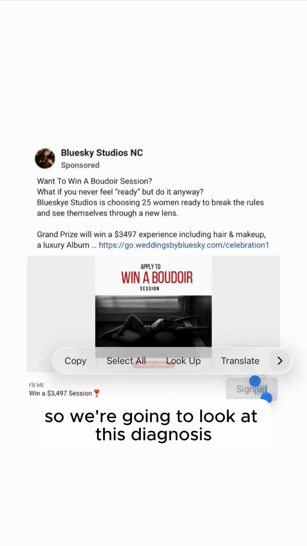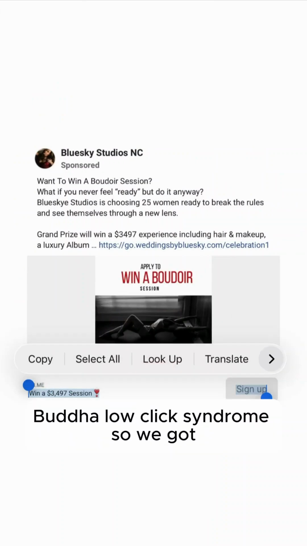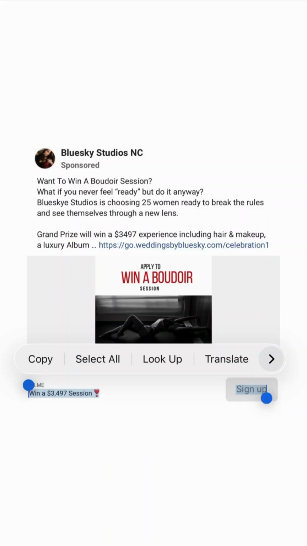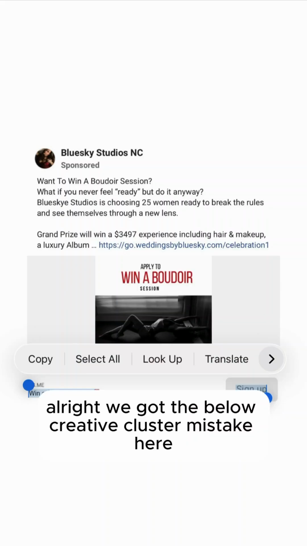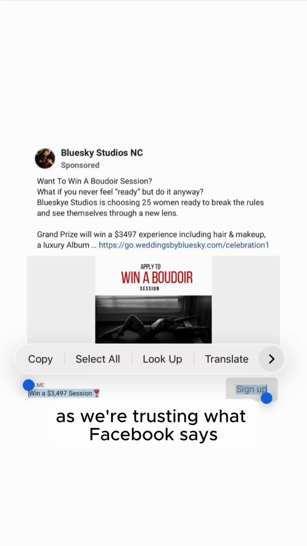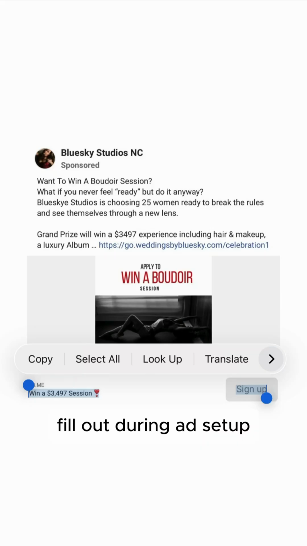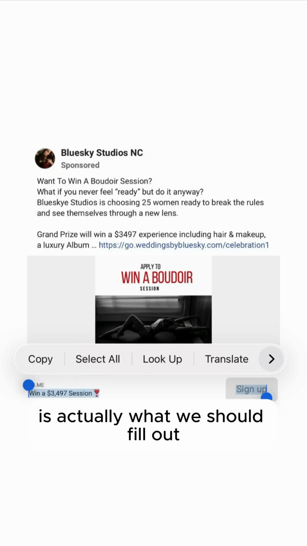So we're going to look at this, diagnose it, see if we believe it has BLCS, Boudoir low click syndrome. So we got the below creative cluster mistake here. The false belief that caused us to make this mistake is we're trusting what Facebook says. All these fields we should fill out during ad setup is actually what we should fill out.